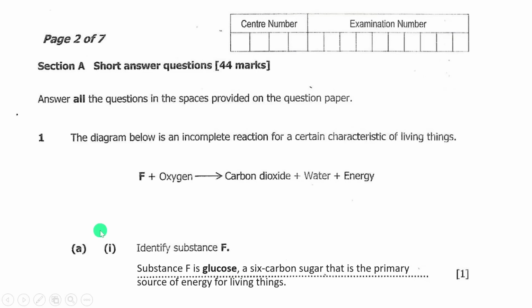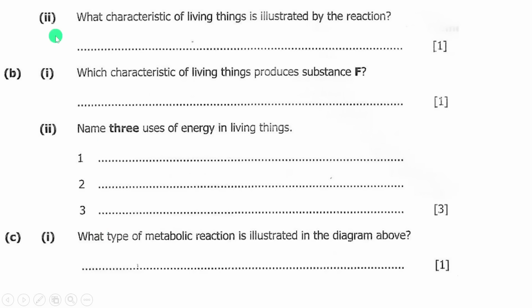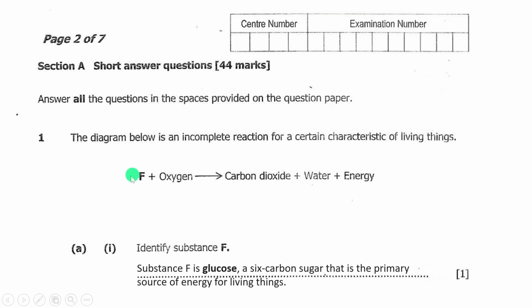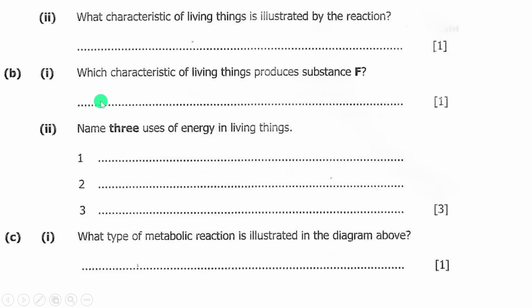All right, so let's proceed to part B, which says what characteristic of living things is illustrated by the reactions. Okay, so which characteristic of living things is actually represented by this reaction. So the fact that this reaction is producing carbon dioxide, water, and energy, this reaction here actually represents respiration.